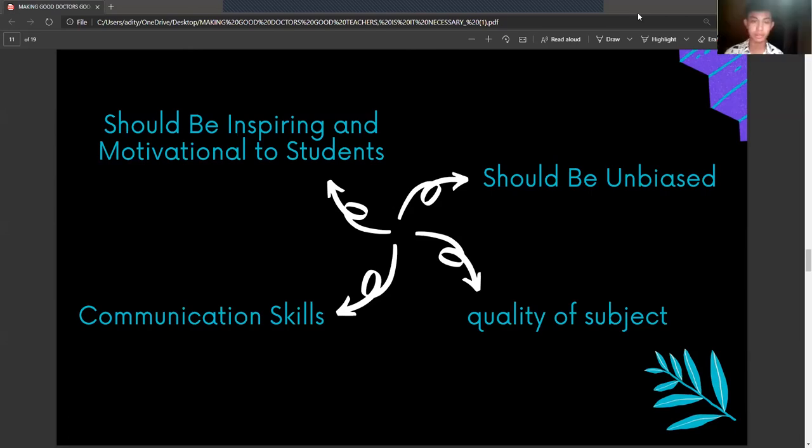The next one is, should be inspiring and motivational to students. Being inspiring and motivational to students is a key element to have, yet somehow only a few people possess it. This element is particularly important, especially for medical teachers, because not every student has the same amount of motivation and drive to fiercely continue learning in this hard battlefield that is medical school.